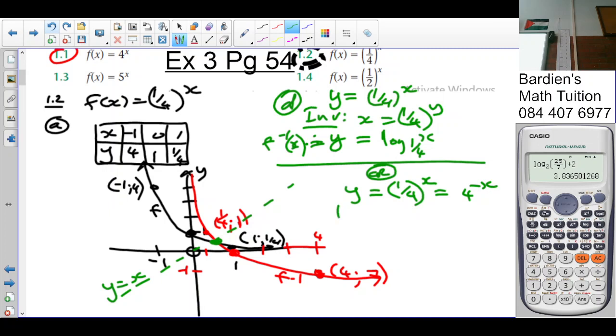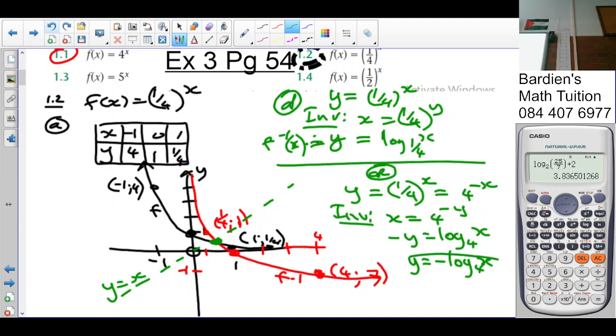Okay. So you go for the inverse function, you interchange x and y. So we say x is equal to 4 to the negative y. We change it to log form: negative y is equal to log x base 4, which is also equal to y is equal to negative log x base 4. So this here and that is equivalent. It's the same. Make a note of that because when it comes to transformation, that will catch you out.